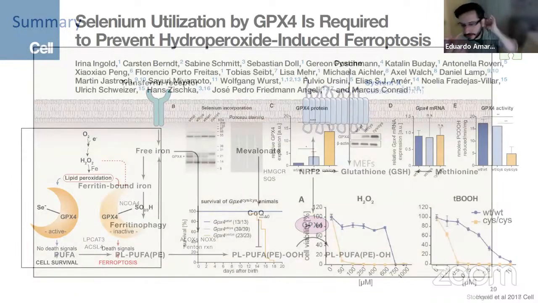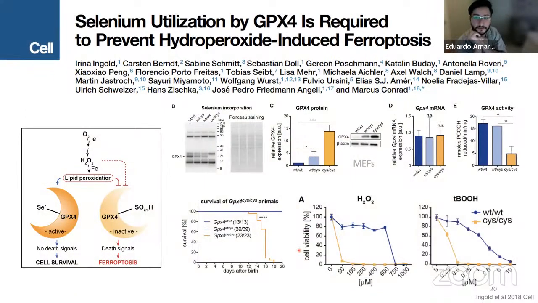And since GPX4 is important for regulating this form of death, this paper came out in 2018, if I'm not wrong. Yes, 2018 in Cell, that clearly shows that the activity of GPX4 is critical. And what they did is, basically, they generated mutant cells that express GPX4, but are defective in incorporating selenium. So GPX4 is a selenoprotein, so it needs selenium in its catalytic site to be able to work properly.